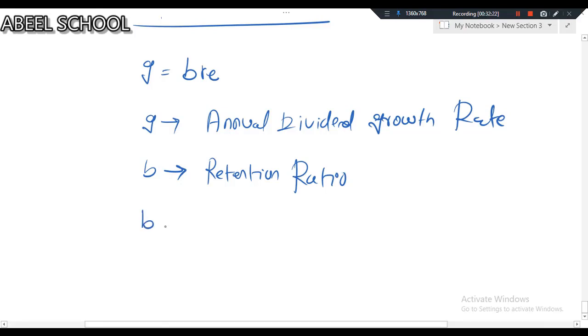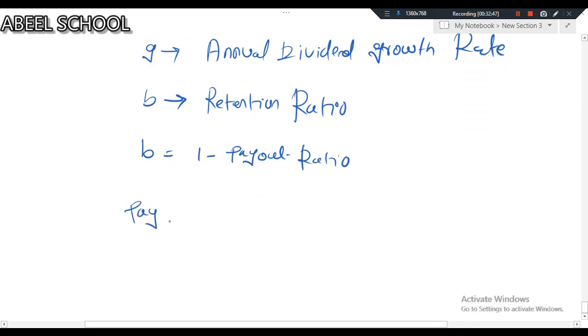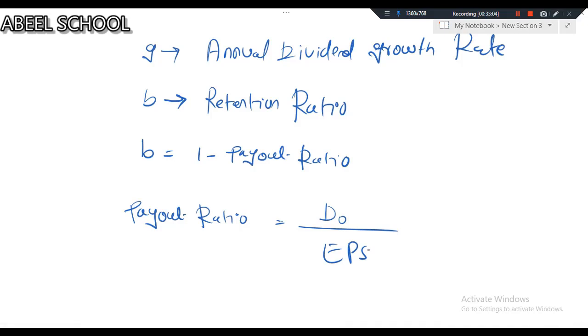So how do we calculate B? B is equal to 1 minus payout ratio. Obviously, after deducting the payout ratio, you will get the retention ratio. Now the question is, how do we calculate payout ratio? Payout ratio is D naught upon EPS. Very logical. D naught is current dividend per share divided by earning per share. We pay from earnings, so payout ratio is D naught upon EPS, earning per share.